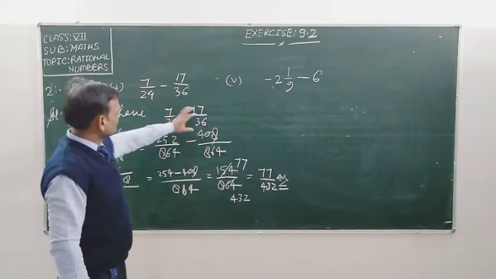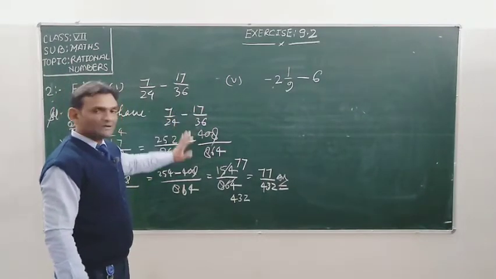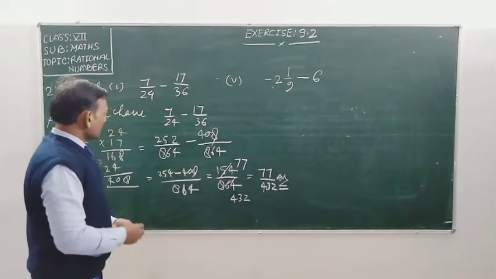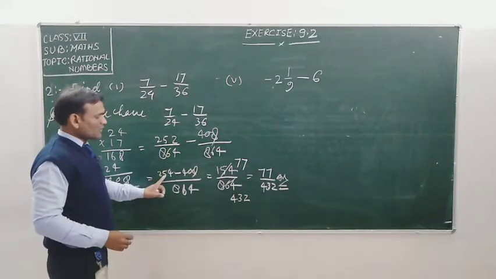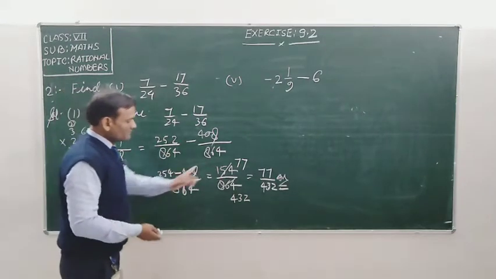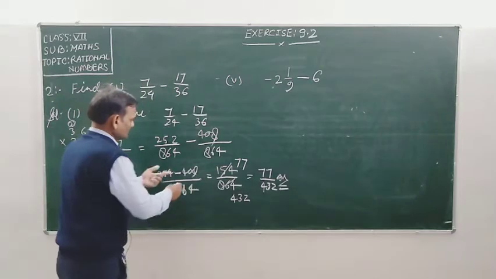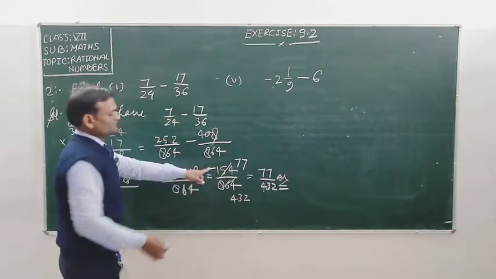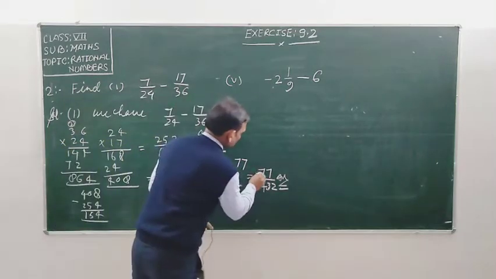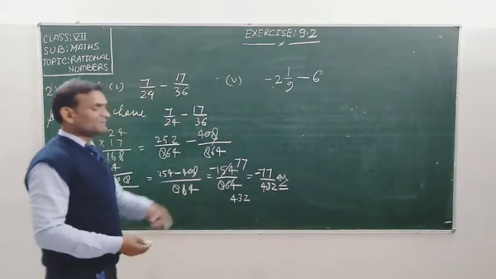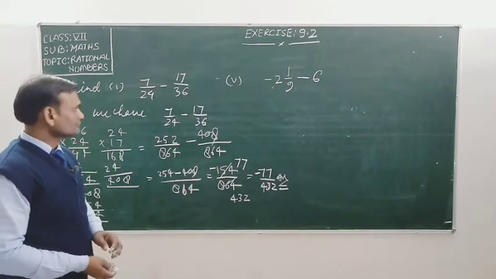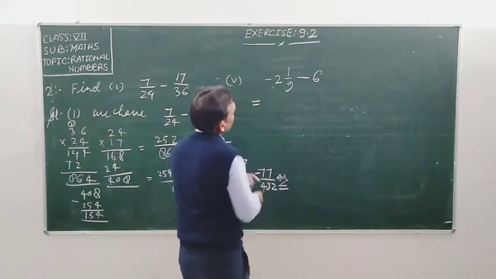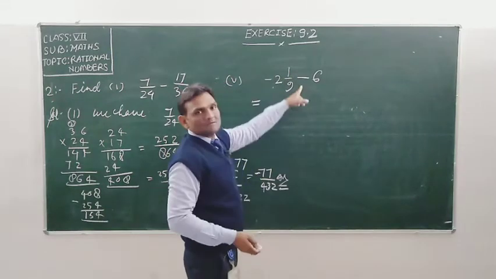Now we have subtracted this rational number, and student, what will be the sign? I am leaving the sign here. Use the sign: 408 is greater than 254, so we use the negative sign here, and this will be negative also. Minus 77 upon 432. This is my answer. And here, student, you are seeing that this is a mixed fraction.